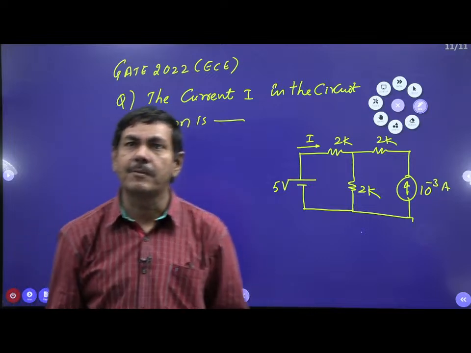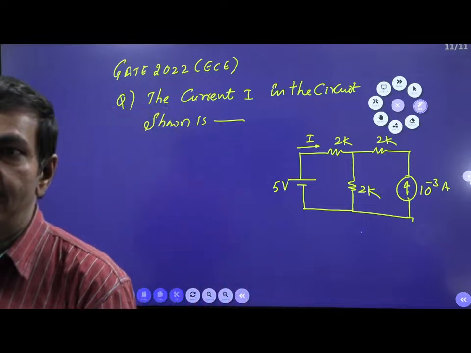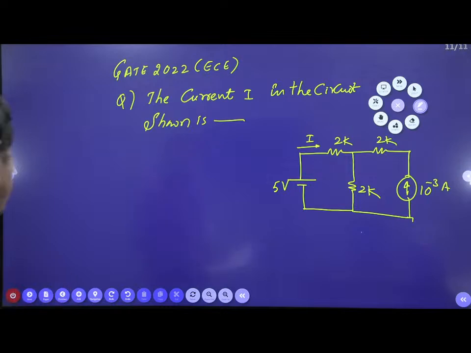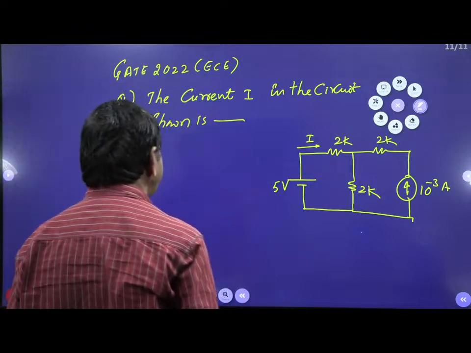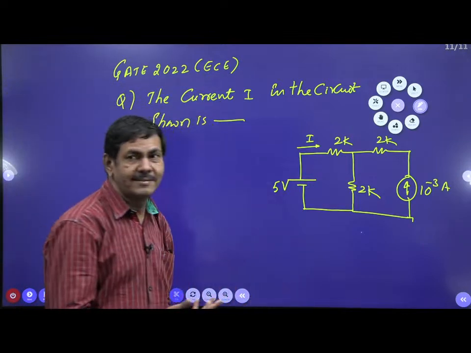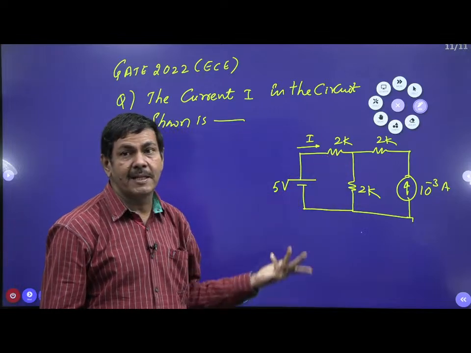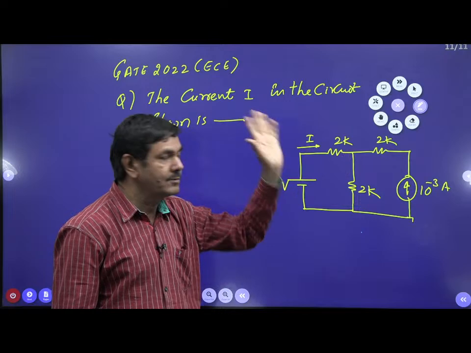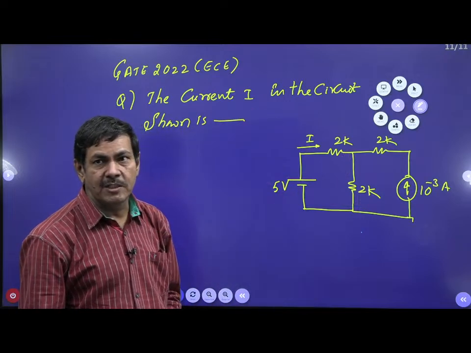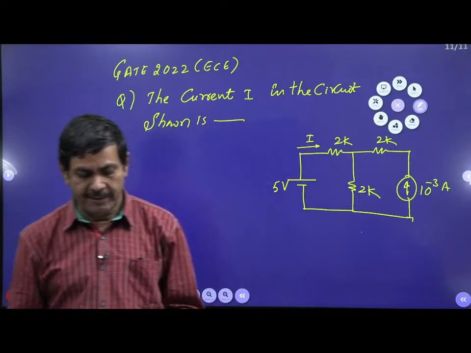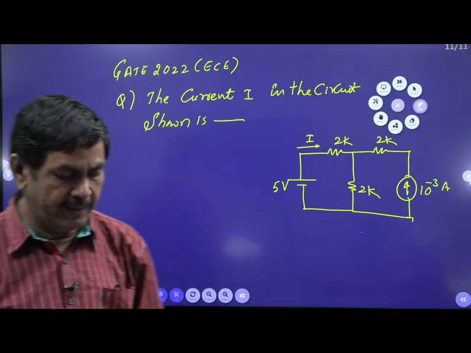This is one of the GATE problems, GATE 2022 ECE paper. Anybody can complete. But a number of branches are interconnected. How many? 3 branches now. So it becomes a principal node. We need to consider only a principal node now.